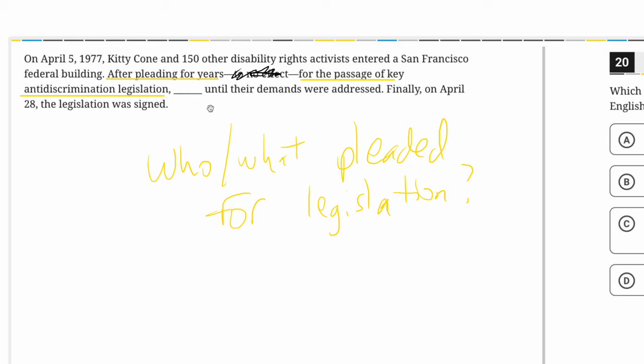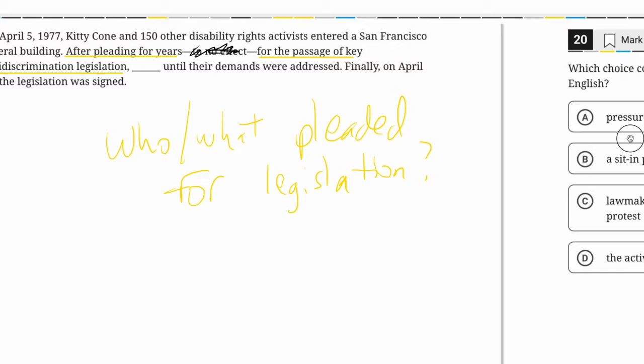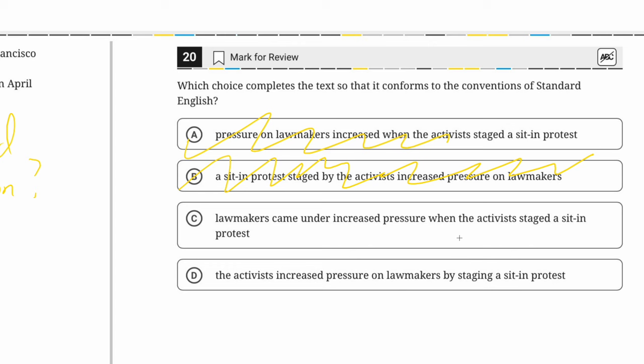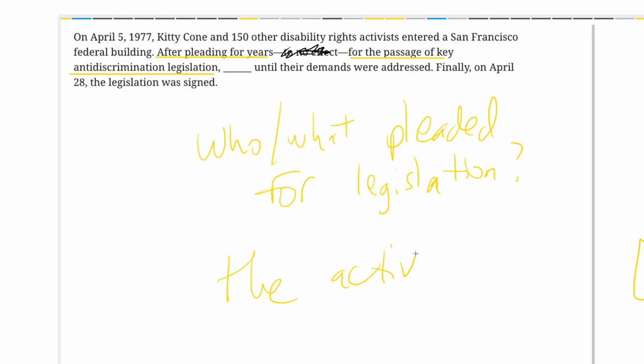So, did pressure plead for legislation? No, that doesn't make sense. Did a sit-in protest plead for legislation? Nope. Did lawmakers plead for the legislation? Nope. It's a little more logical than pressure or a sit-in, because at least it's people, but no, it's the activists who did that. The activists did that.